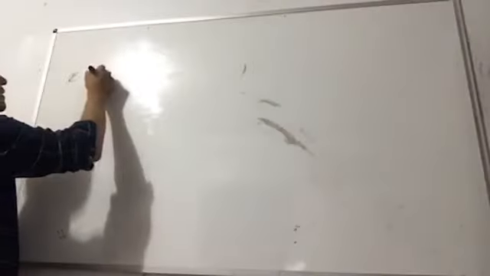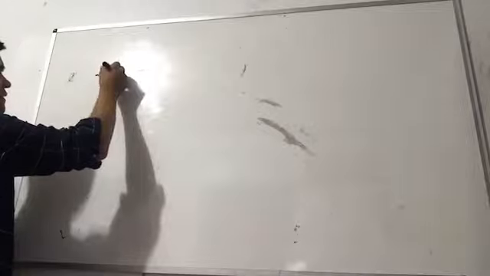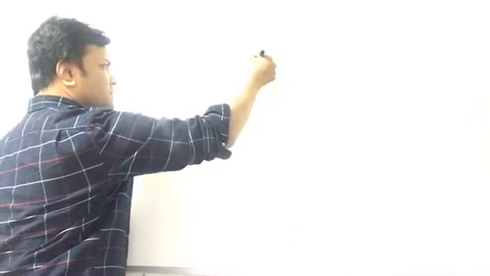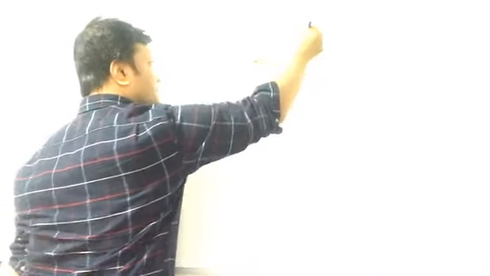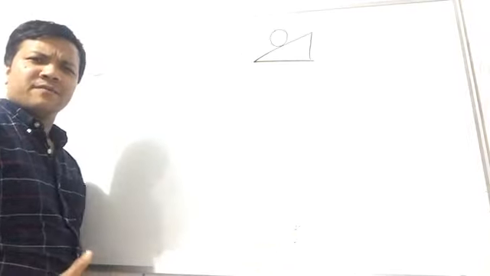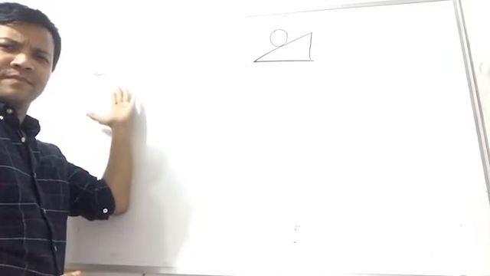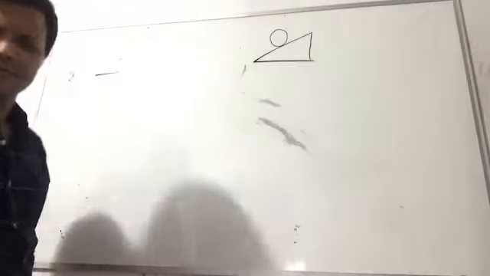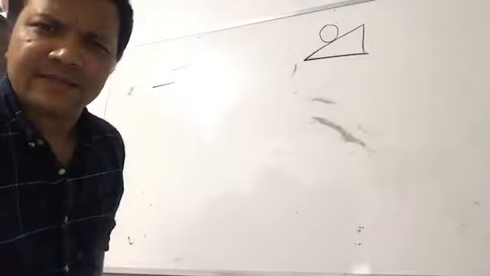Let's consider a box sitting on a flat surface and a box sitting on an incline. The gravitational force acting on the box on the flat surface has only one component, and that is Fg.